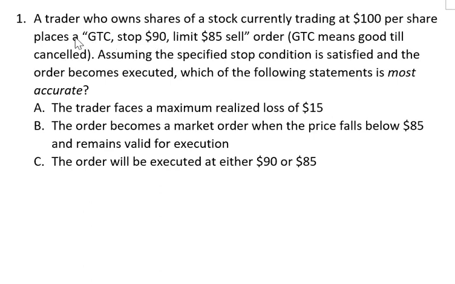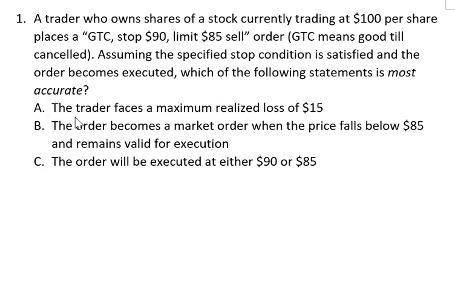Question 1. A trader who owns shares of a stock currently trading at $100 per share places a GTC stop $90, limit $85 sell order. Assuming the specified stop condition is satisfied and the order becomes executed, which of the following statements is most accurate?